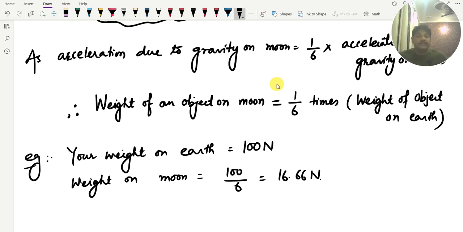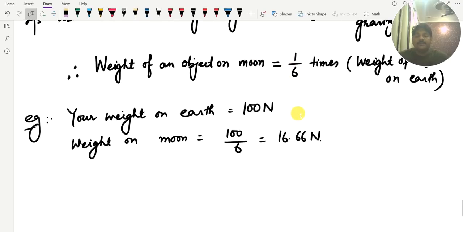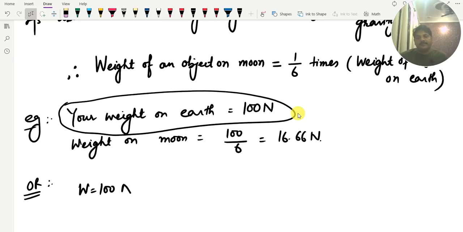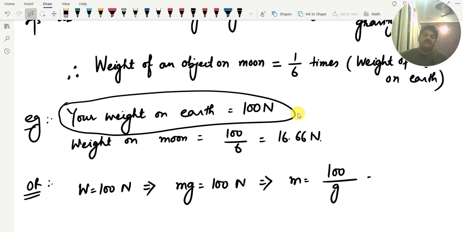Now you can find out in another way also. Like you know your weight is 100 Newton. Therefore we get mg is equal to 100 Newton. So what is m? 100 by g. So it is 100 by 10. So it is 10 kg.